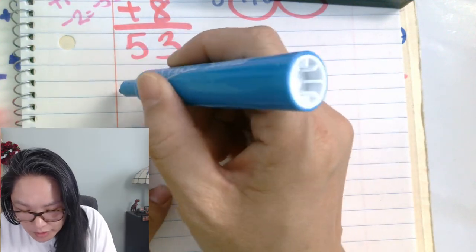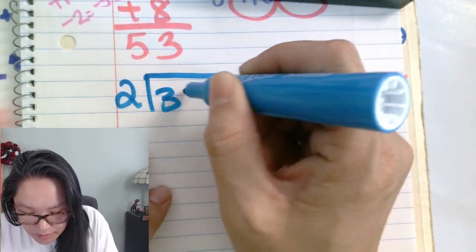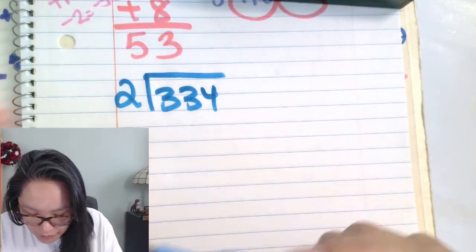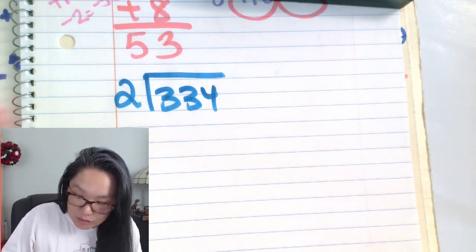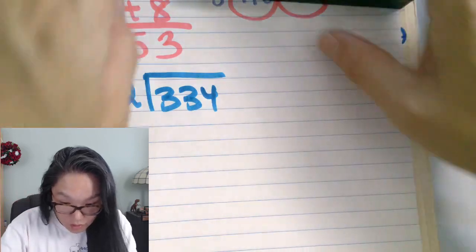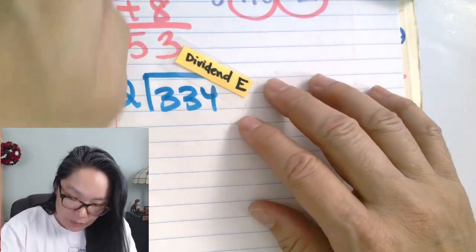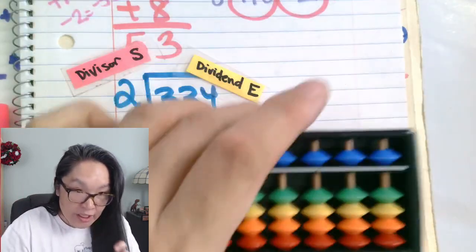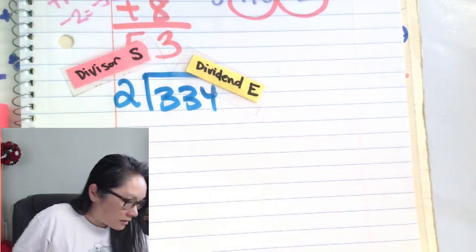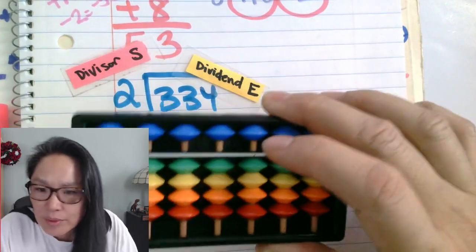So here's a question. 2 divided by 334. Now, I want to know, we have our dividend and we have our divisor. I'm going to change our abacus because this is not... Is it big enough? It should be big enough.